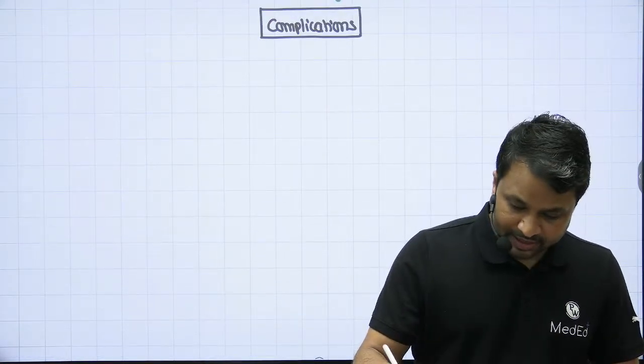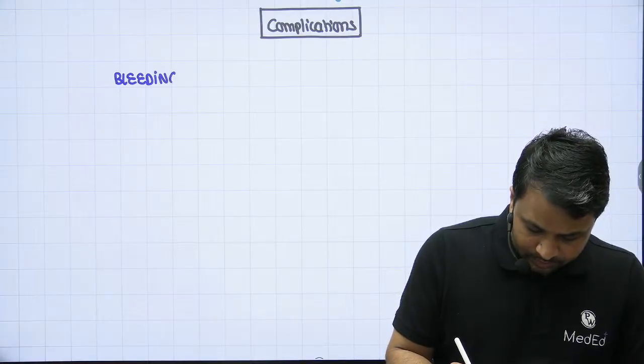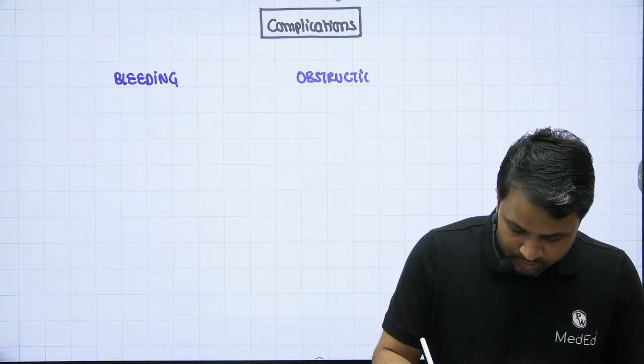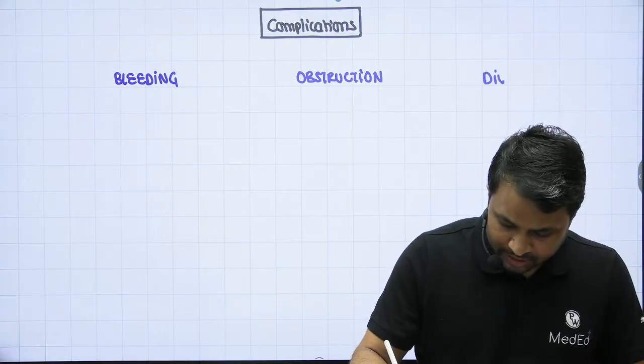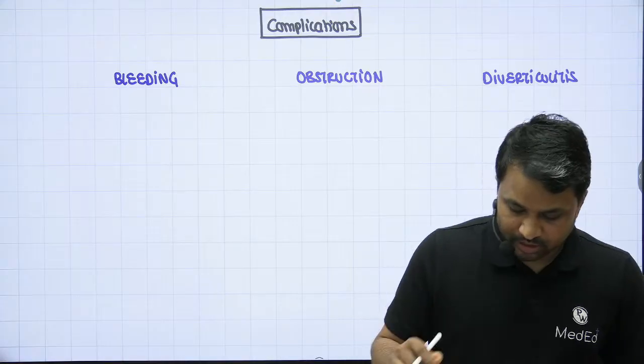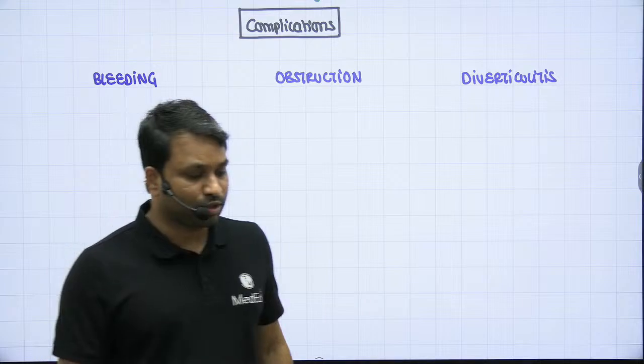I can divide the complications into 3 categories. One is bleeding, another one is obstruction, and one more is diverticulitis. So it can present to us with bleeding, obstruction, or diverticulitis.